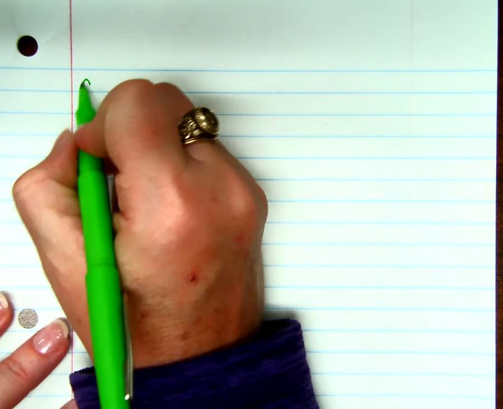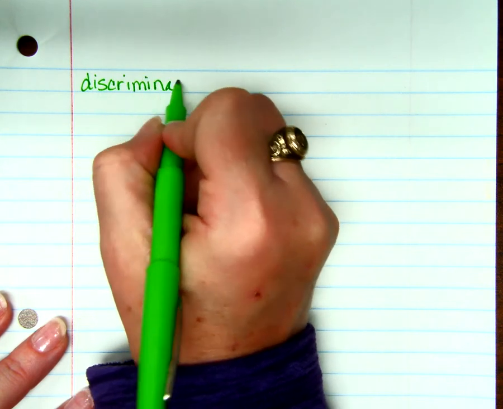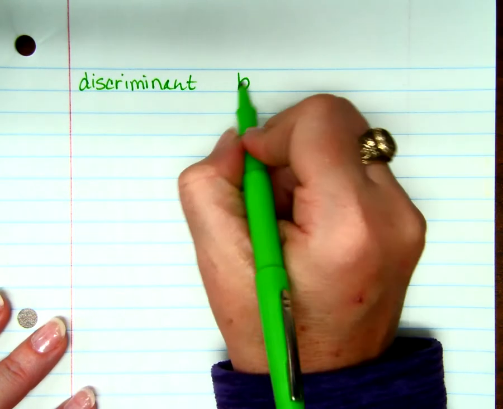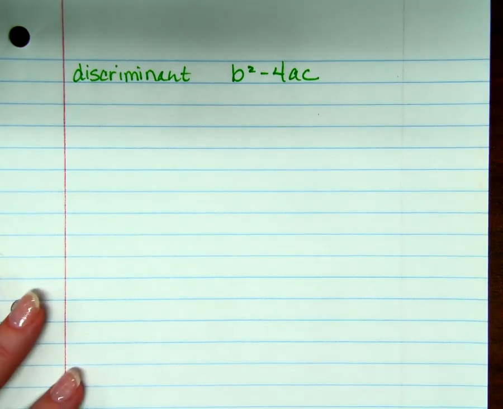But before we get into that, we need to talk about the discriminant, okay? Now, you guys know what a discriminant is. I haven't given it the name before, but as soon as I write it down, you're going to know what it is, okay? The discriminant is this. Have you ever seen that before?